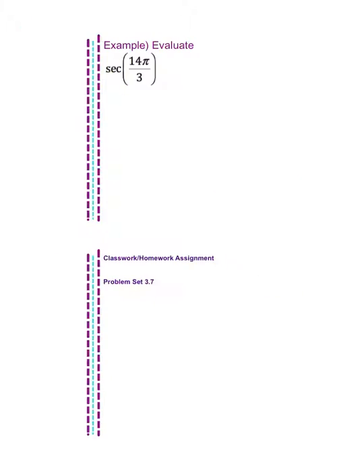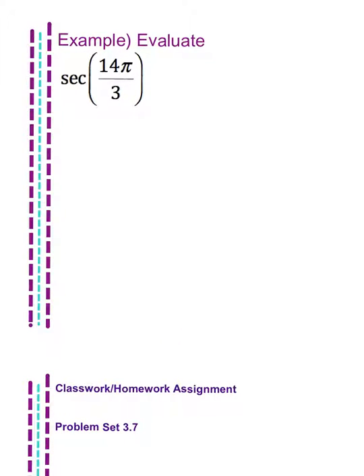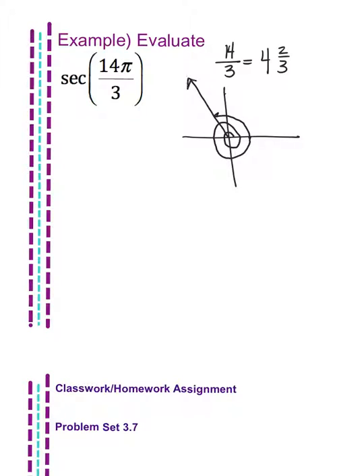All right. One more example. So I want to evaluate secant of 14 pi over 3. First I'm going to start out by sketching 14 pi over 3. 3 is going to go into 14 4 times with 2 left over. So 4 pi's would give me 2 full rotations. So I've got 1, 2, 3, 4 pi's, and then 2/3 of a pi. So I am here in quadrant 2.